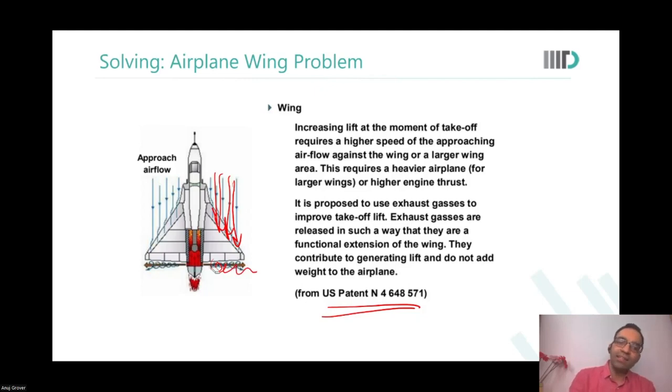And what that does is that, for the purpose of air, this then extends the dimensionality of the wing. The size of the wing increases, but the weight doesn't. Because the effective size of the wing has increased, the lift improves, but the weight of the wing does not. Okay, and this is a US patent.